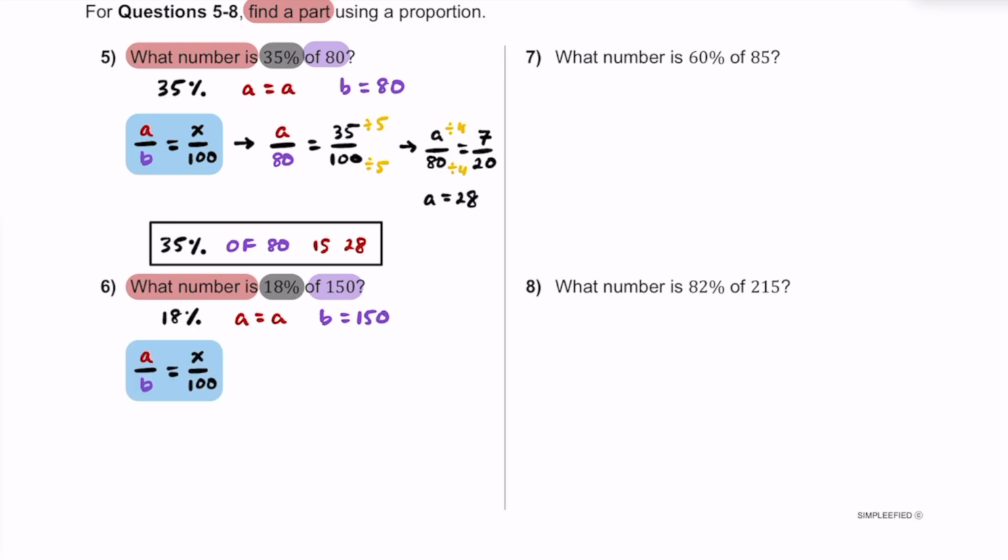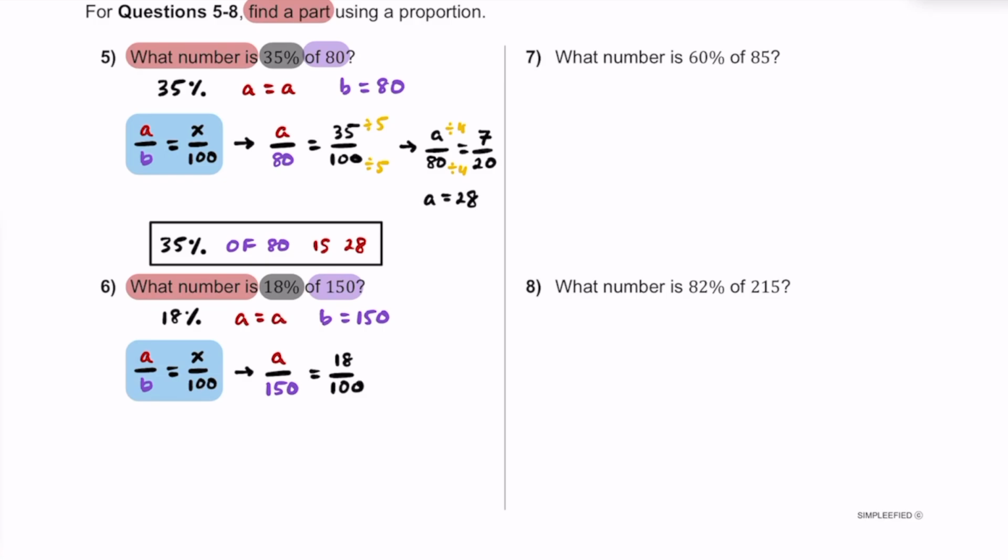Here's a general formula for these proportions. Let's go ahead and substitute in here. We know a is our unknown. We're going to find the ratio of that to this 150. And that's going to be equal to this percentage of 18 per 100, or 18 out of 100 here.